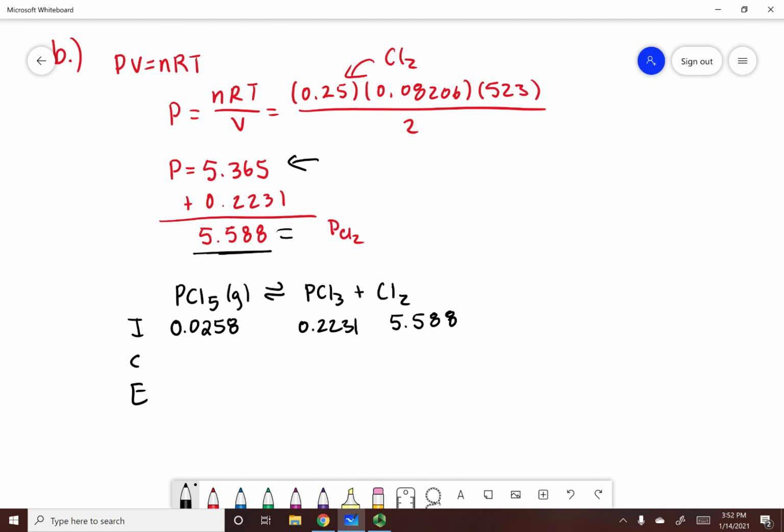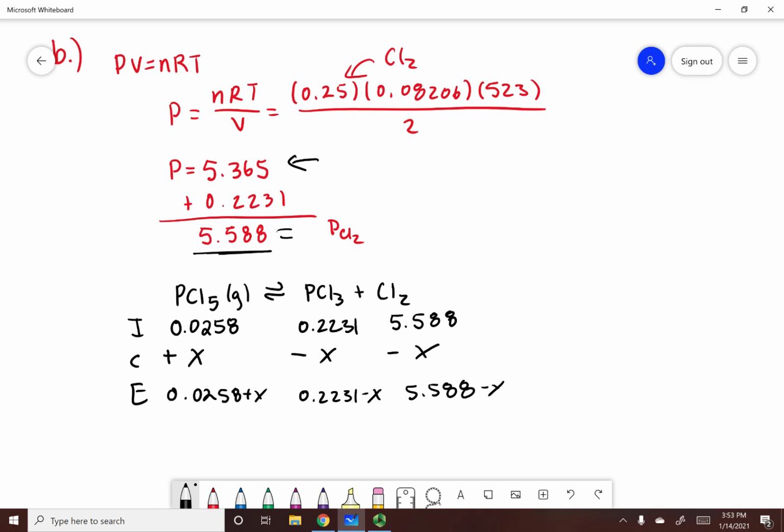So understand what happened here. I was at equilibrium, which means I had the perfect amounts of reactant and product. I put more product in there, that's Cl2, and so now I have too much product. So that means I am going to start to consume my products. If I consume my products, I'm going to make reactants. And so I have a ratio of 1 to 1 to 1, so my change is going to be plus x, minus x, minus x. Now we can go ahead and do I plus C equals E, and I get my equilibrium amounts.